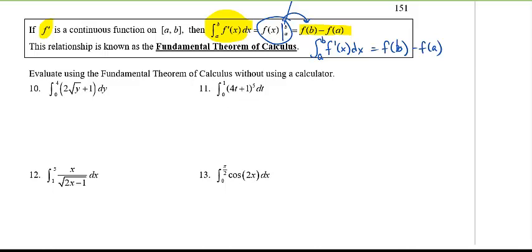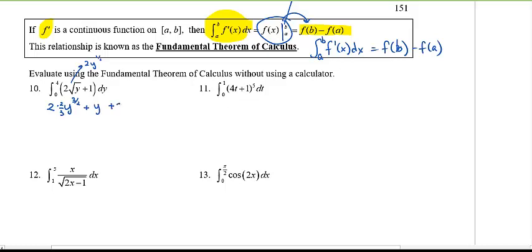All right, number 10 here. How do we do this? So think about this as the derivative. So I need to find the antiderivative now. So remind yourself that root y is the same thing as y to the power 1/2. So when I do the antiderivative, I can then take the 2. Add 1 to the exponent, 3 over 2, divide by 3 over 2, or multiply by 2/3. And then the antiderivative of 1 is just y.